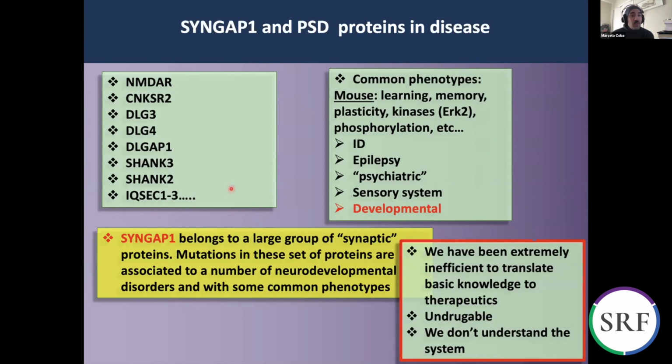What struck me when I was making this slide is how inefficient we have been during all these years, with all the knowledge we have accumulated studying all of these molecules. If you ask what we have to translate our knowledge into therapeutics for any one of these mutations, we don't have a clue. We have been extremely inefficient, and it's not just for SYNGAP, it's for any of these molecules. We can have mutations in any of them, and at the moment we are not doing anything. We cannot say, do this or that. One reason is that many of these things are undruggable when we come with a new target, but it probably points more to the fact that after all these years we don't really understand the system.